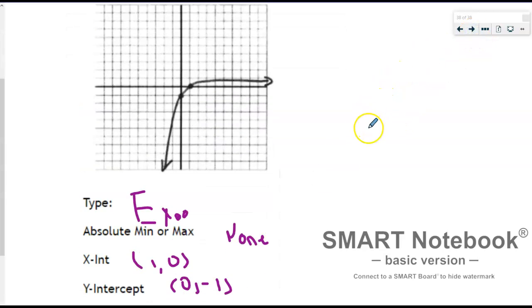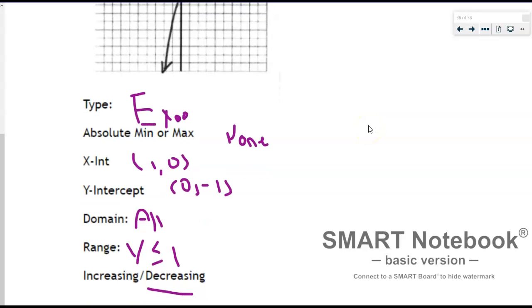And then for this last one, I found it to be exponential. Exponentials do not have any type of mins or maxes. And then it does have an x-intercept of (1, 0), a y-intercept at (0, -1). It has a domain of all real numbers, and then y is less than or equal to 1. It's decreasing, guys.